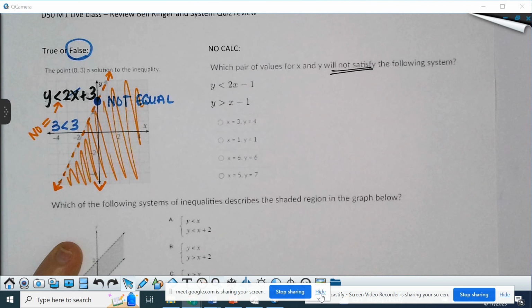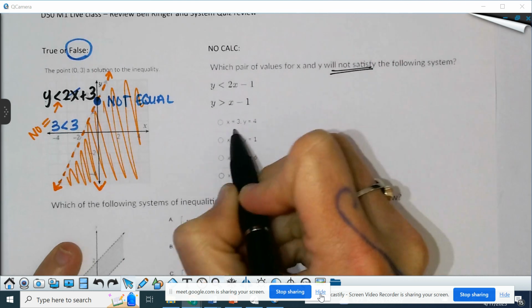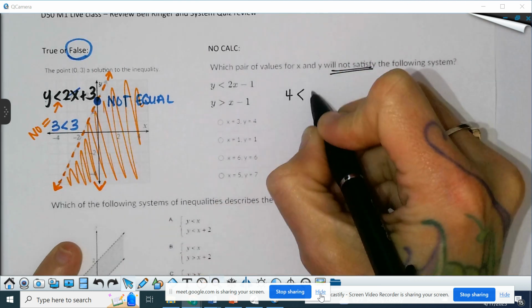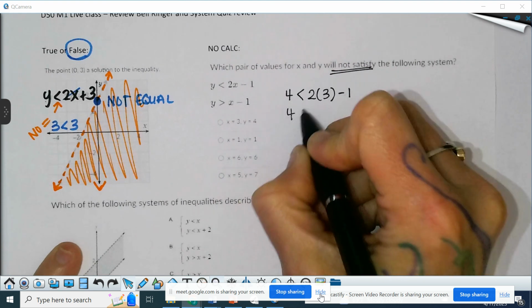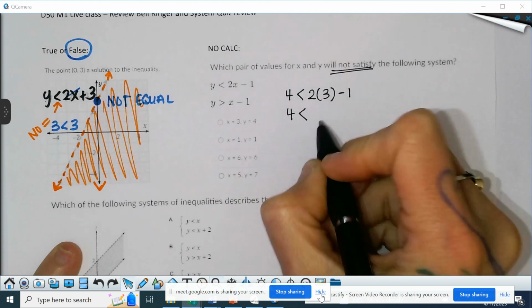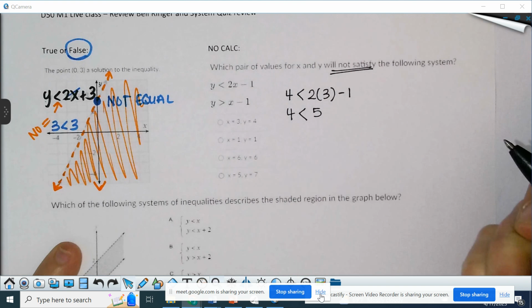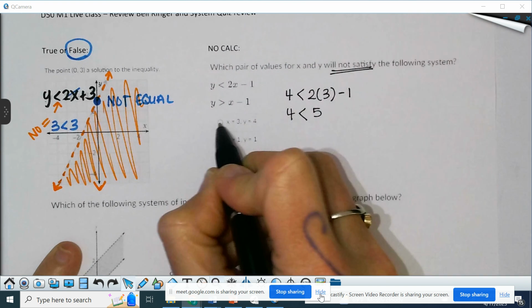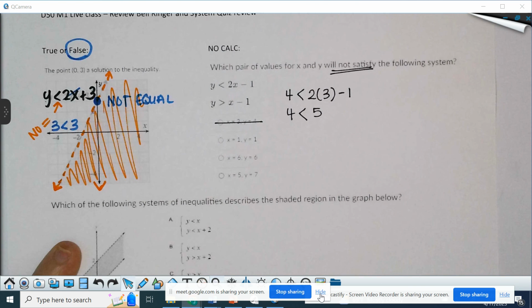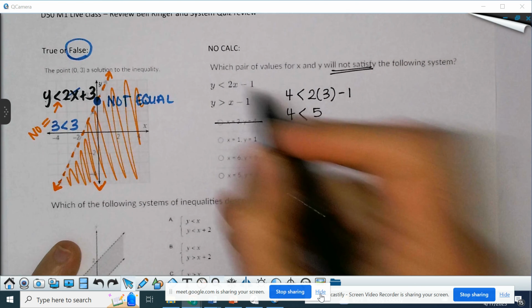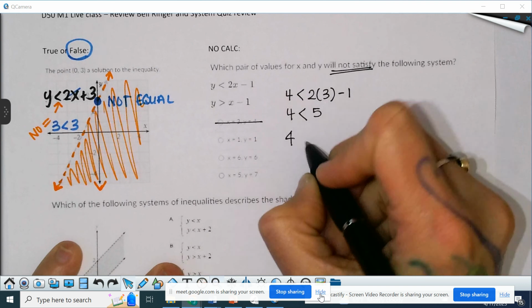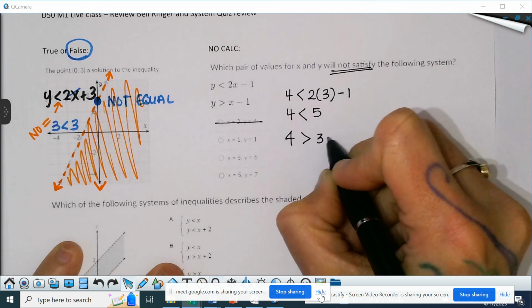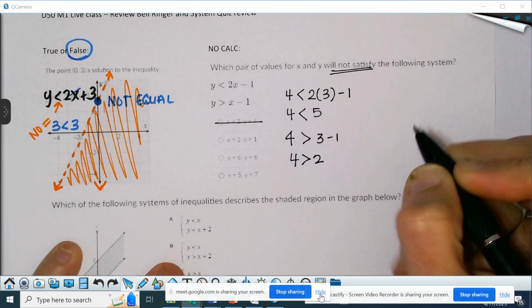So I'm going to start with 3 and 4. So I have 4 as a y value. Is 4 less than 2 times 3 minus 1, which is 6 minus 1, which is 5? 4 is less than 5, so that one is a potential answer. For the first one, we'll go ahead and double check the bottom one, which is 4 greater than 3 minus 1. Is 4 greater than 2? It is. So again, that one's out.